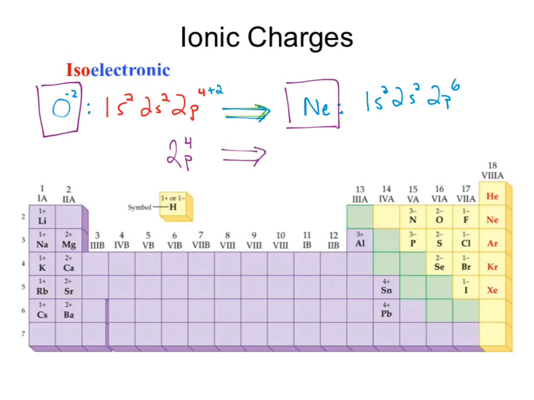I could add or take away more electrons. So if I wanted to look like, what's the next one? Argon, what do I have to do? I have to add 2 more electrons to the 2p. Then I also have to add 2 more electrons to the 3s. And I have to add 6 more electrons to the 3p. I can absolutely look like argon.